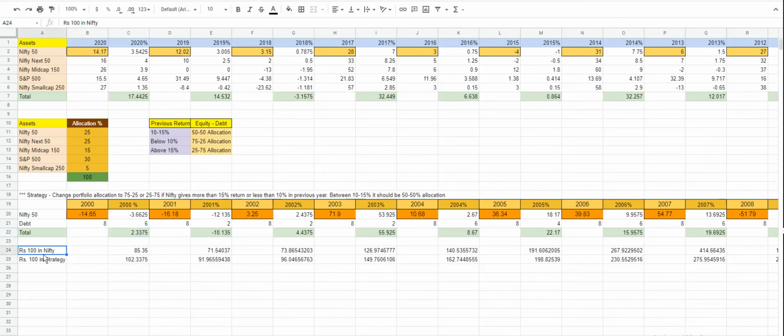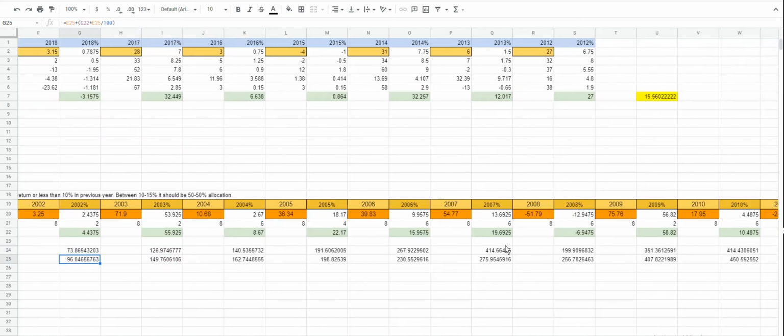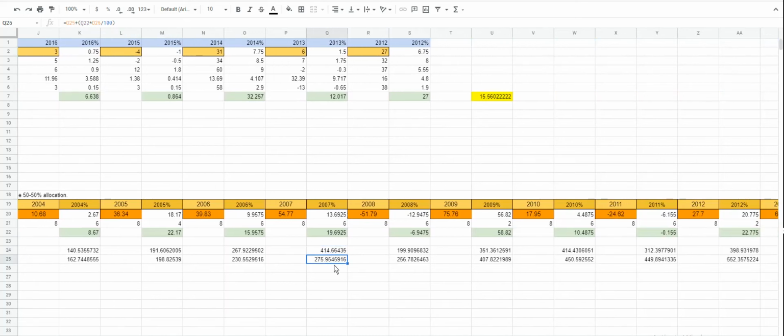So Nifty, if you see the 100 rupees, Nifty has become 85 rupees, then 71 rupees, 73 rupees. At the same time in the strategy, it has become 102 rupees, 91 rupees, 96 rupees. And slowly, if you keep seeing, till 2007, Nifty's 100 rupees has become around 400 rupees, whereas with our strategy 100 rupees has become just 275 rupees. But in 2008, the crash, 51% down, this 414 rupees has become 200 rupees. But our 275 rupees has just become 256 rupees.